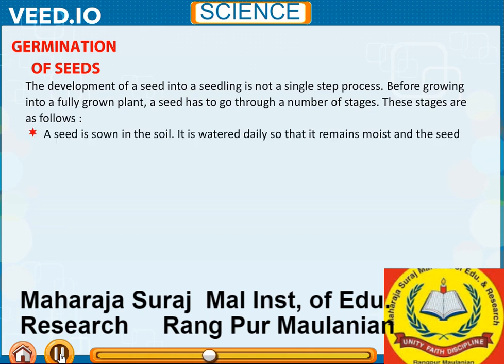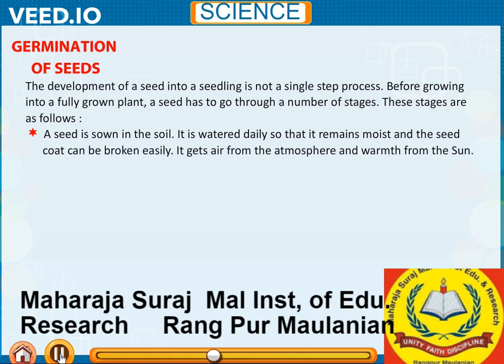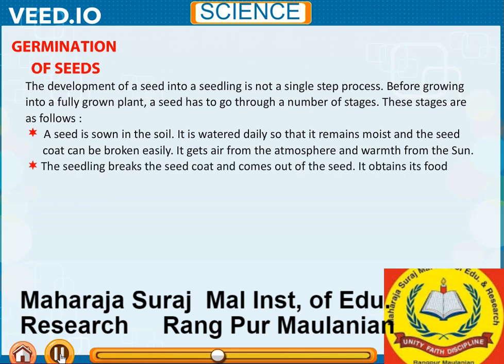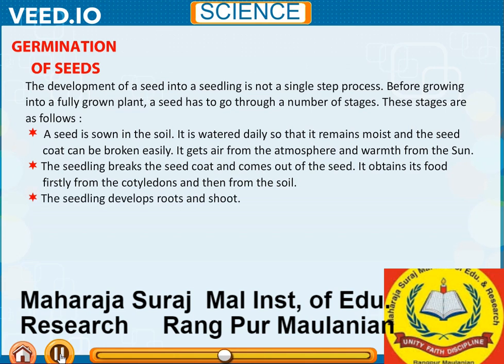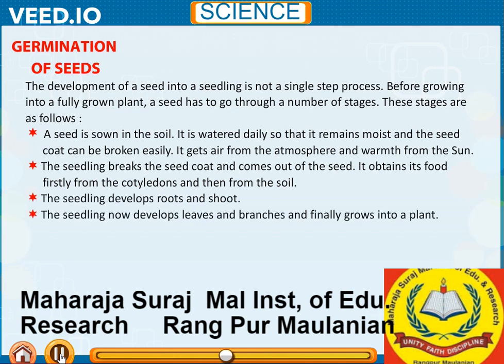A seed is sown in the soil. It is watered daily so that it remains moist and the seed coat can be broken easily. It gets air from the atmosphere and warmth from the sun. The seedling breaks the seed coat and comes out of the seed. It obtains its food firstly from the cotyledons and then from the soil. The seedling develops roots and shoot. The seedling now develops leaves and branches and finally grows into a plant.